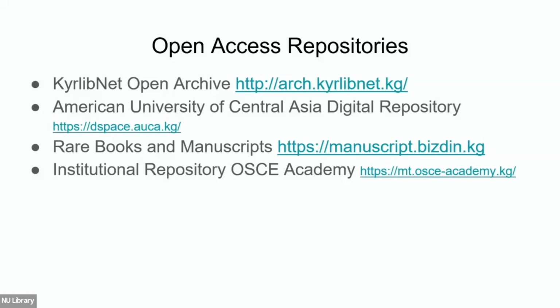American University of Central Asia was the first to launch an institutional repository on a DSpace platform. To date, we have over 1,000 documents included in the repository, and it is listed in the Directory of Open Access Repositories. Rare books and manuscripts is a unique collection of early documents and records of Kyrgyz oral tradition and folklore. This collection is under the Academy of Sciences and is now being digitized and made accessible.